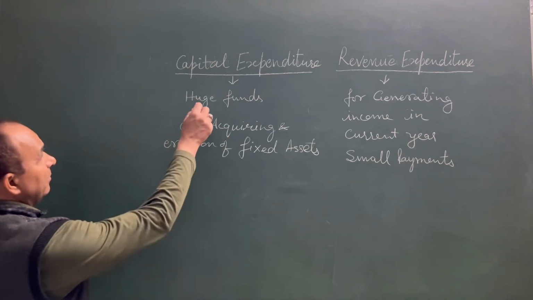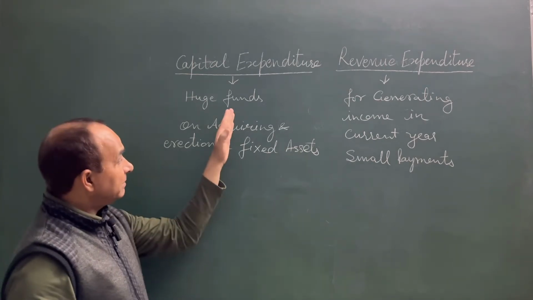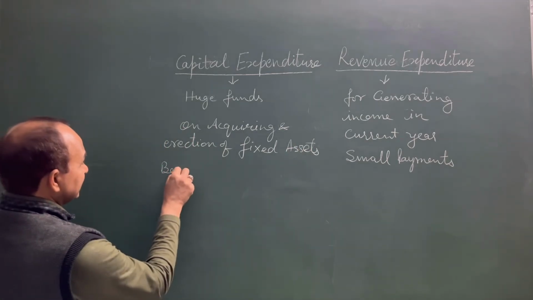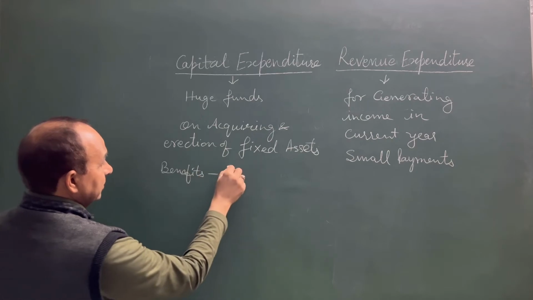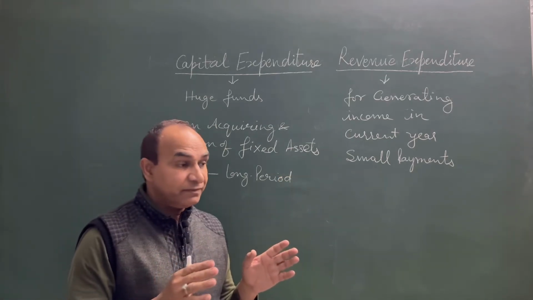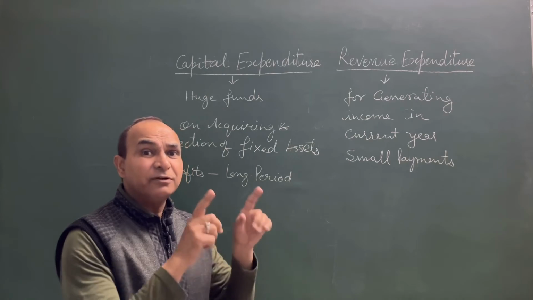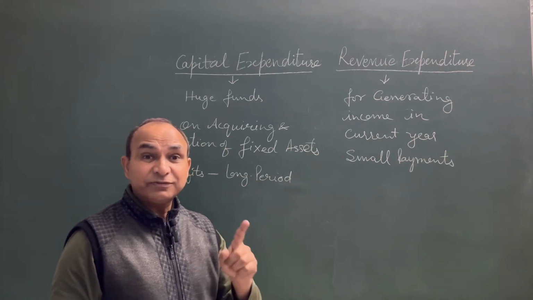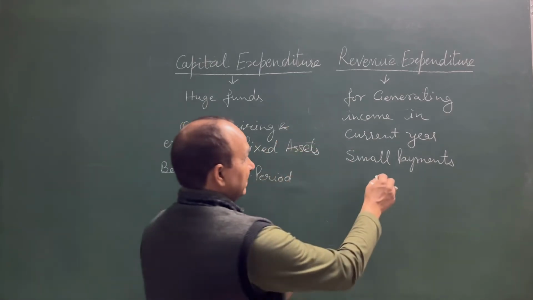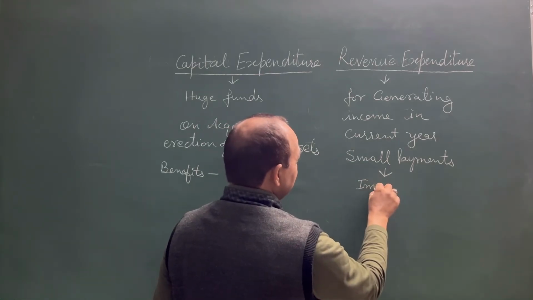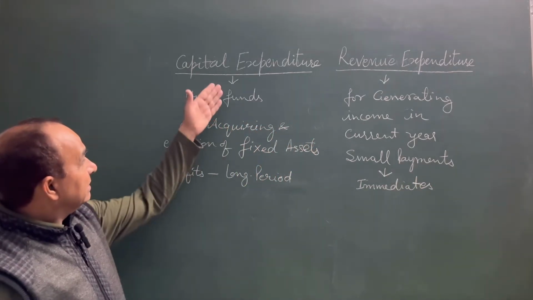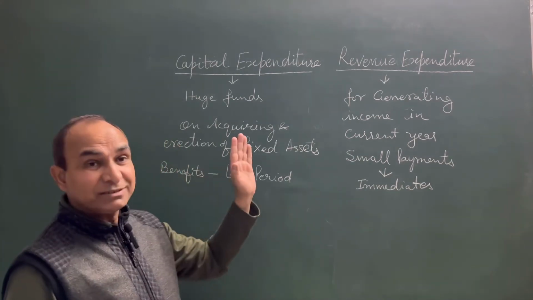Further, what is the purpose of these capital expenditures? The purpose of capital expenditure is to provide benefit over the years for a long period of time. Benefits, long period, more than 1 year. For example, if you buy a machine, if you buy a vehicle, that is not going to provide benefit for 1 year only. No, you can use that over the years for more than 1 year. It means they provide benefit to the business for a long period of time. But here they provide immediate benefit or benefit in the same accounting period. So this is the basic difference between revenue expenditure and capital expenditure.